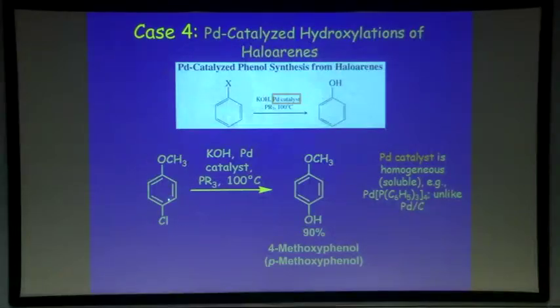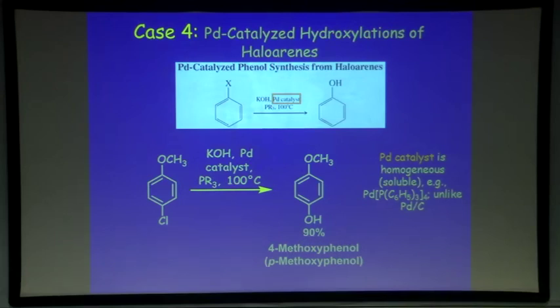You use, for example, chlorobenzene or bromobenzene, iodobenzene. Substituents can be pushers, acceptors, can be at any positions. The chloride or the halogen is displaced by hydroxide. All you do is treat it with hydroxide, KOH, sodium hydroxide. The palladium catalyst is in the presence of a ligand, trialkyl or triphenylphosphine, and typically people heat it a little bit. This one was done at 100 degrees, 90% of the phenol.